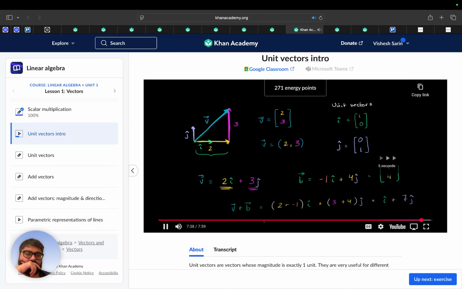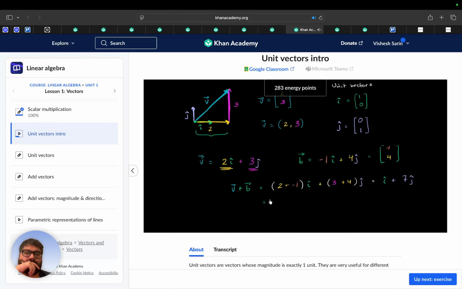If we were to add v to b, you add the corresponding terms. If we were to add corresponding terms looking at them as column vectors, that is going to be equal to 2 plus negative 1, which is 1, and 3 plus 4 is 7. So this is the exact same representation as this. This is using unit vector notation, and this is representing it as a column vector.